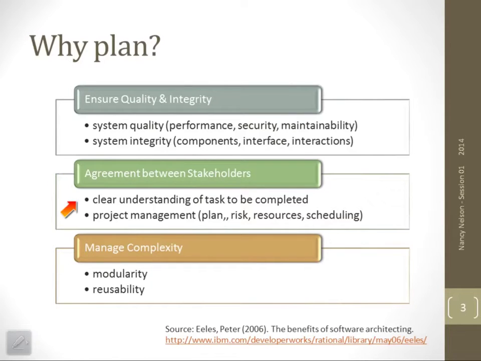So the first and most important thing is to get a very, very clear understanding of the task that has to be completed. This should be written down, and everyone should agree to it. That's going to allow you to make a very detailed project management plan. So we have a plan, we can do a risk assessment, we can work out what resources we need, we can schedule those resources. If we don't have a clear understanding of what it is we're doing, it's very difficult to do this.